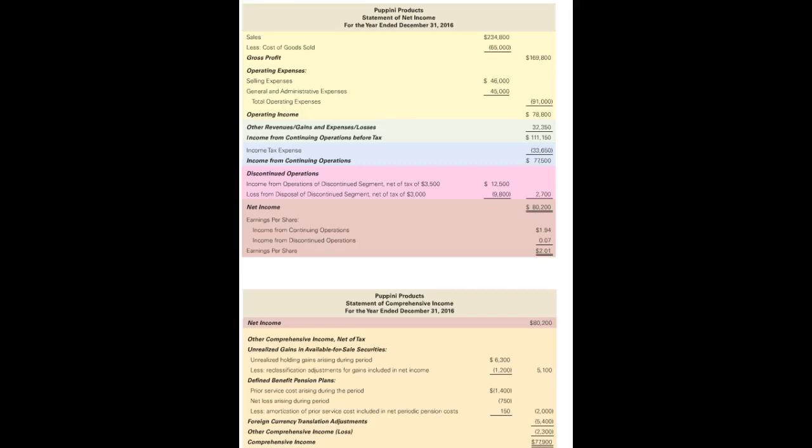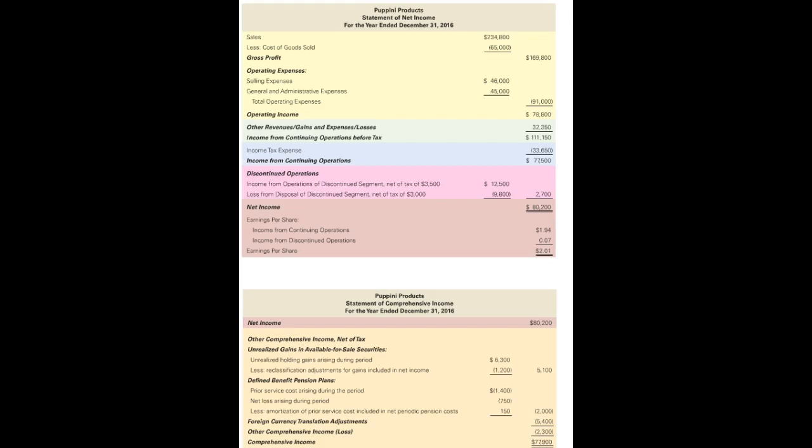Welcome to the multiple step income statement. Looking at this statement, there are different colors to show us different parts of the statement. There are five major parts of the multiple step income statement, and there's also one part that shows earnings per share. Let's go through each of the five parts.